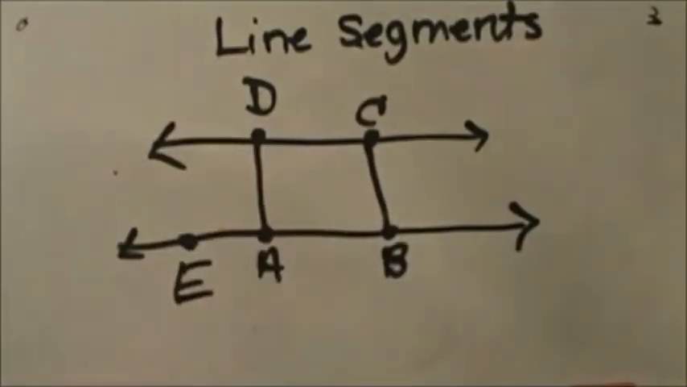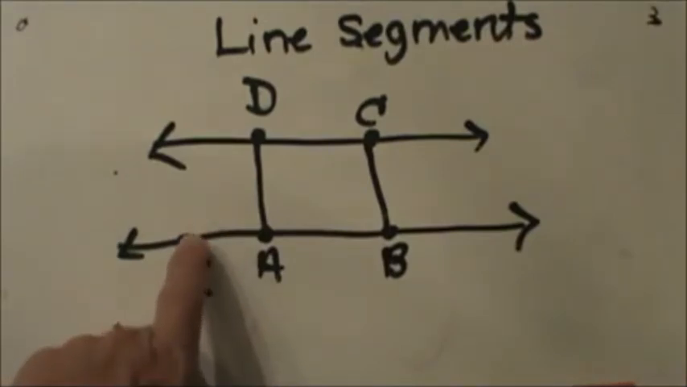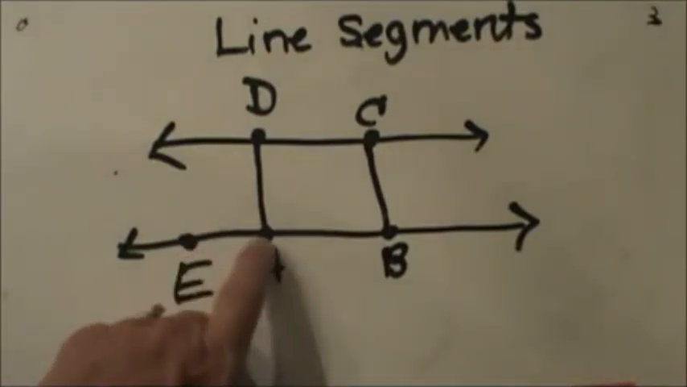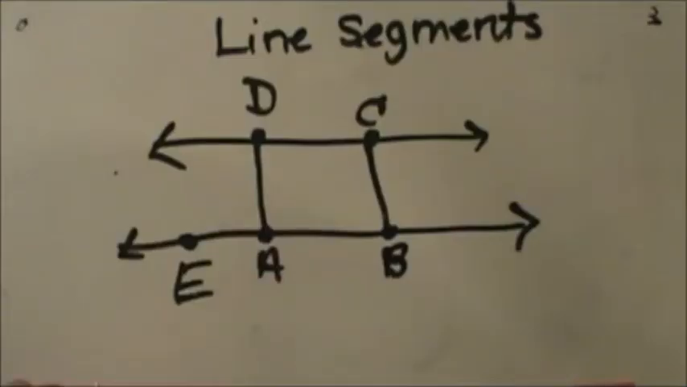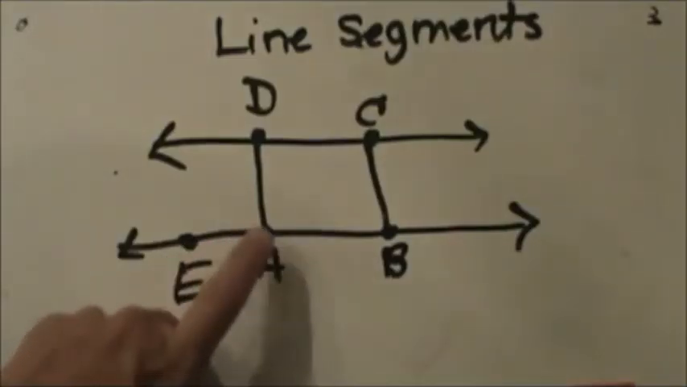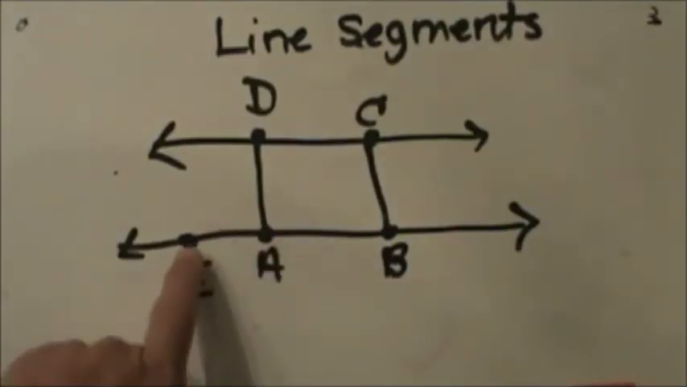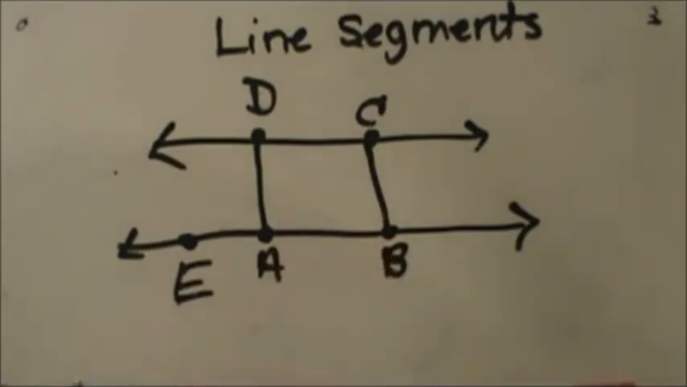CB or BC. What if I wanted to name the segment from here to here? That would either be EA or AE. And how about from here to here? What would you name it? EB or BE? Now, the only trick is, how do you actually communicate that when you write it down?